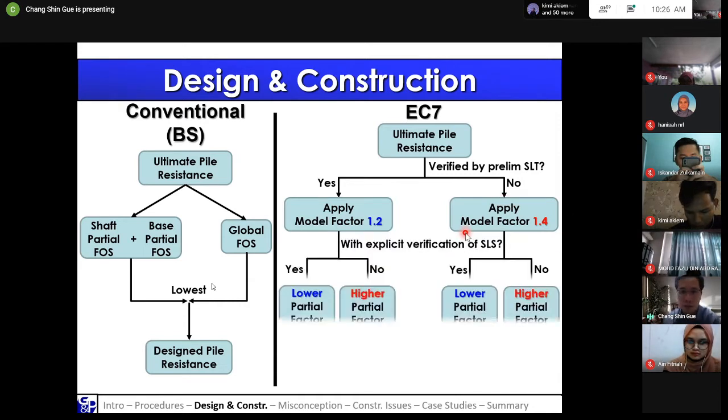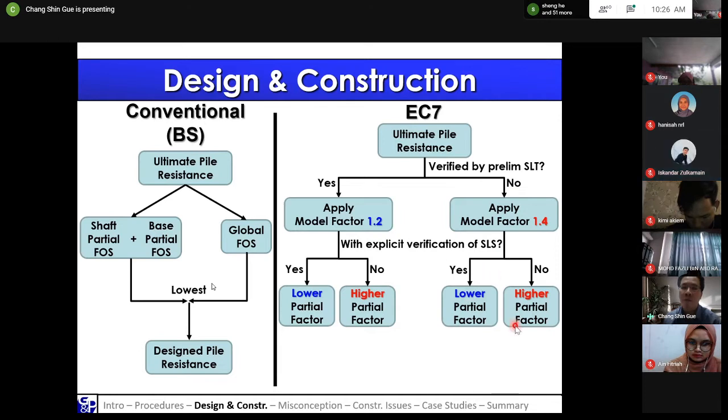And then the next question they'll ask is: would there be any explicit verification of SLS, which is the serviceability limit state? Meaning, are you carrying out more tests during the construction? If yes, you will again use a lower factor. If no, you use a higher factor. Similarly, on this side, if you do more tests or verification of your SLS, then you use a lower factor. If no, you use a higher factor.